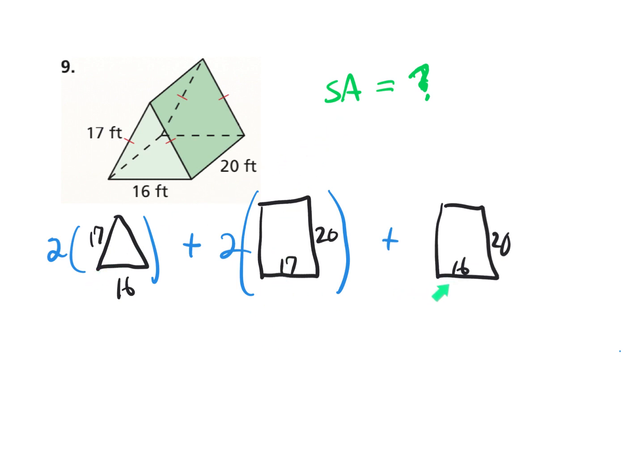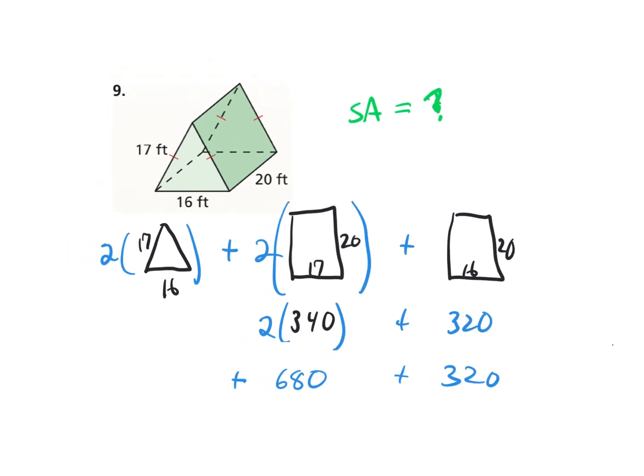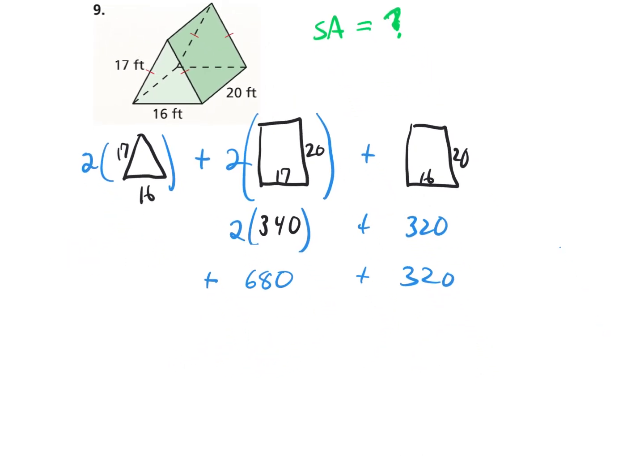Let's start with the rectangles, which are the easiest. Multiply length times width, or base times height, and we get 340. There'll be two of those. And then multiply base times height, and we get 320. So we get 680 and 320, which adds up to a total of 1,000 there.